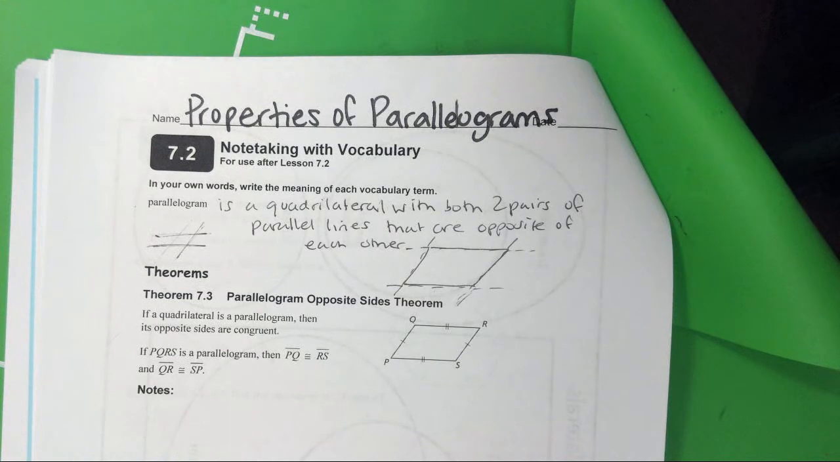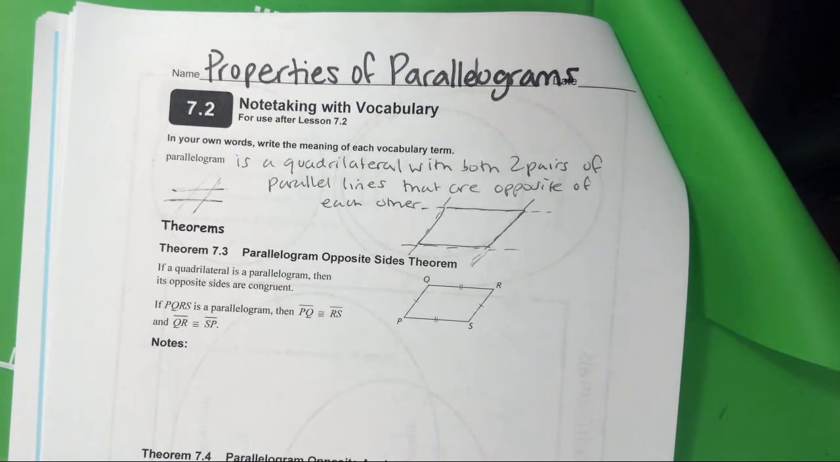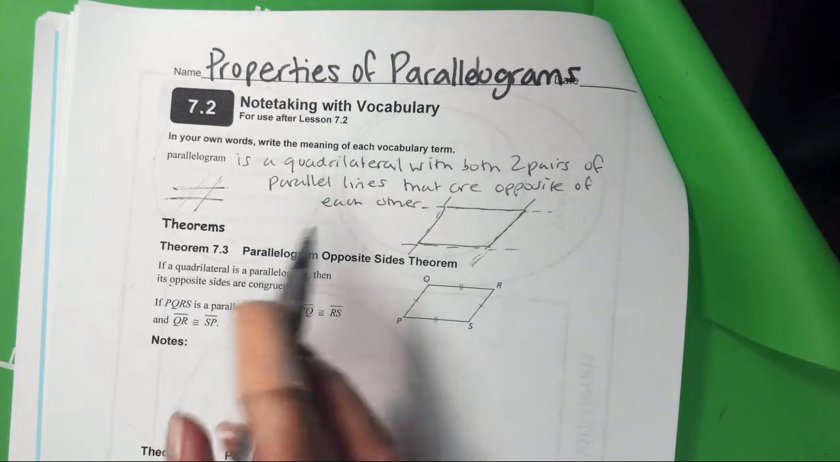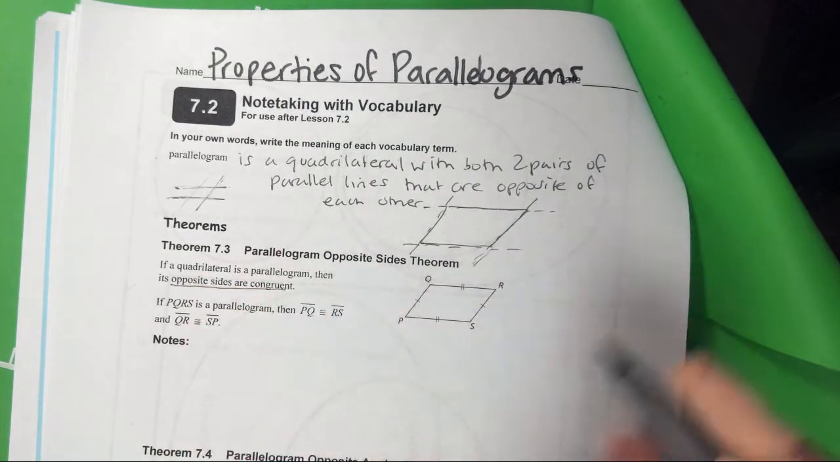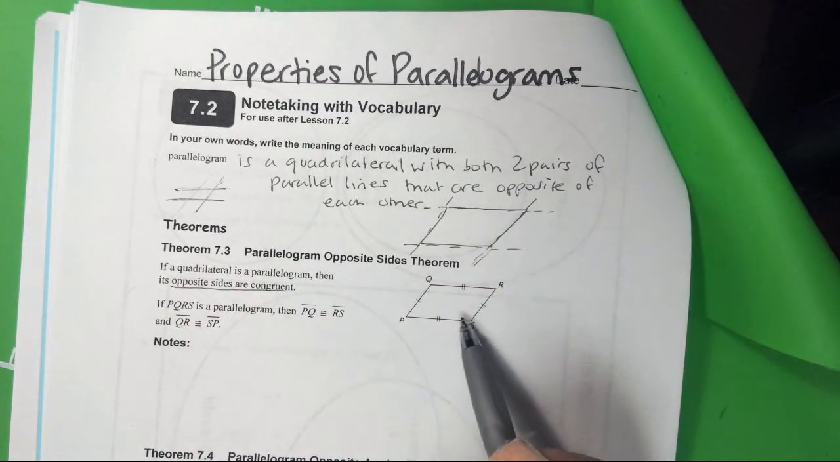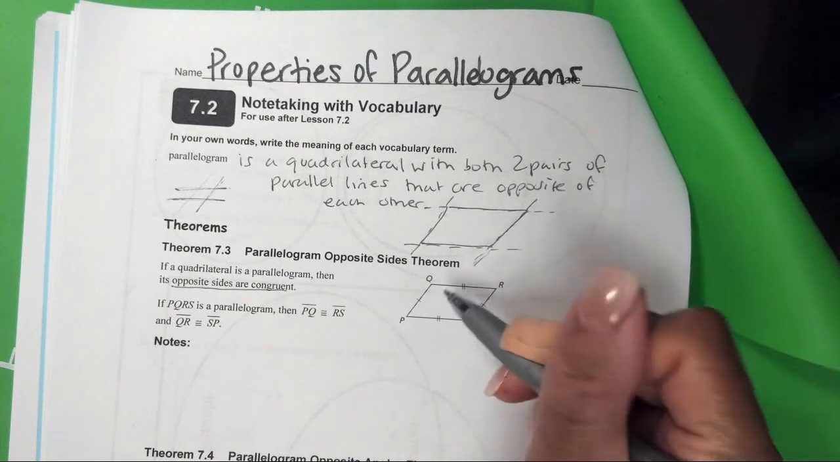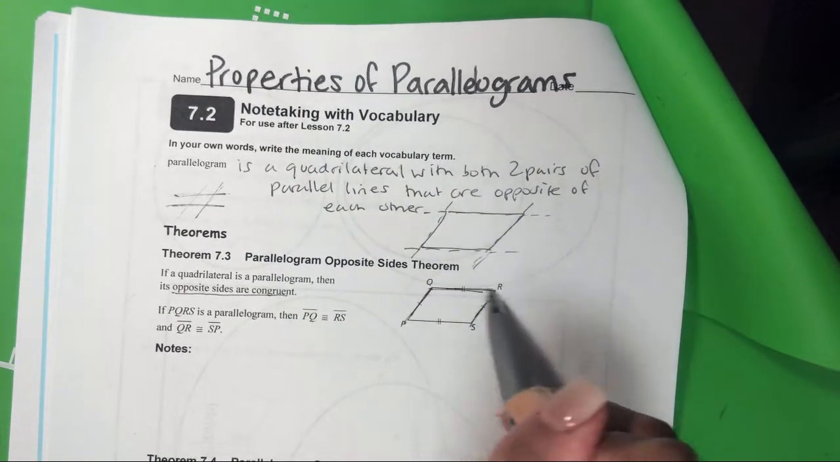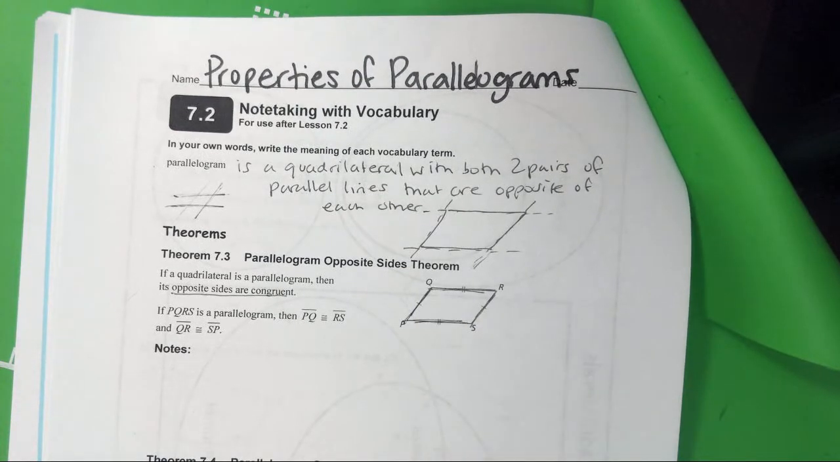So let's go through our theorems. We have the parallelogram opposite sides theorem. So with this, it's just telling us about their congruencies on parallelograms. So if a quadrilateral is a parallelogram, then the opposite sides are congruent. So opposite sides are congruent. So for this one, for example, we have PQ is congruent to RS, and QR is congruent to SP. Okay, so let's try an example.